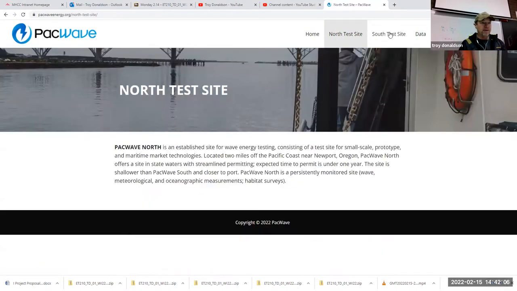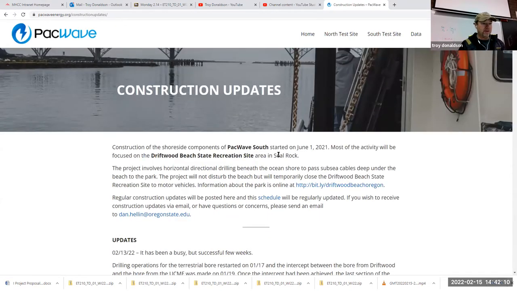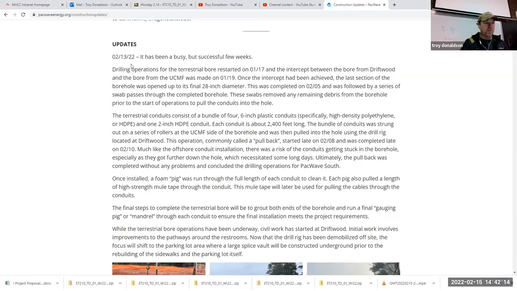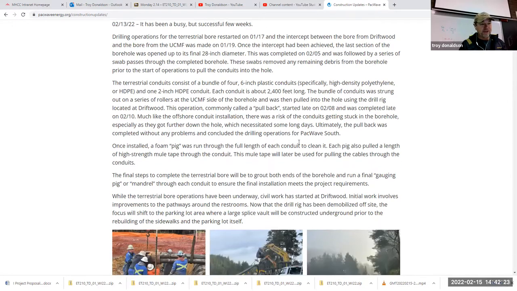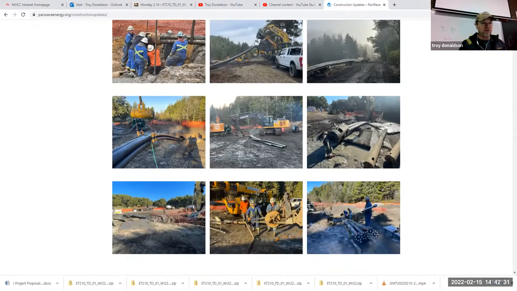And then like the south test site, we can click on construction updates and it just talks about where it's coming onto the beach. This is a pretty current update, the 13th, just a couple days ago. So it says drilling operations started on 117, and you can see that activity is happening. This is the underground feed supply from this wave technology program.